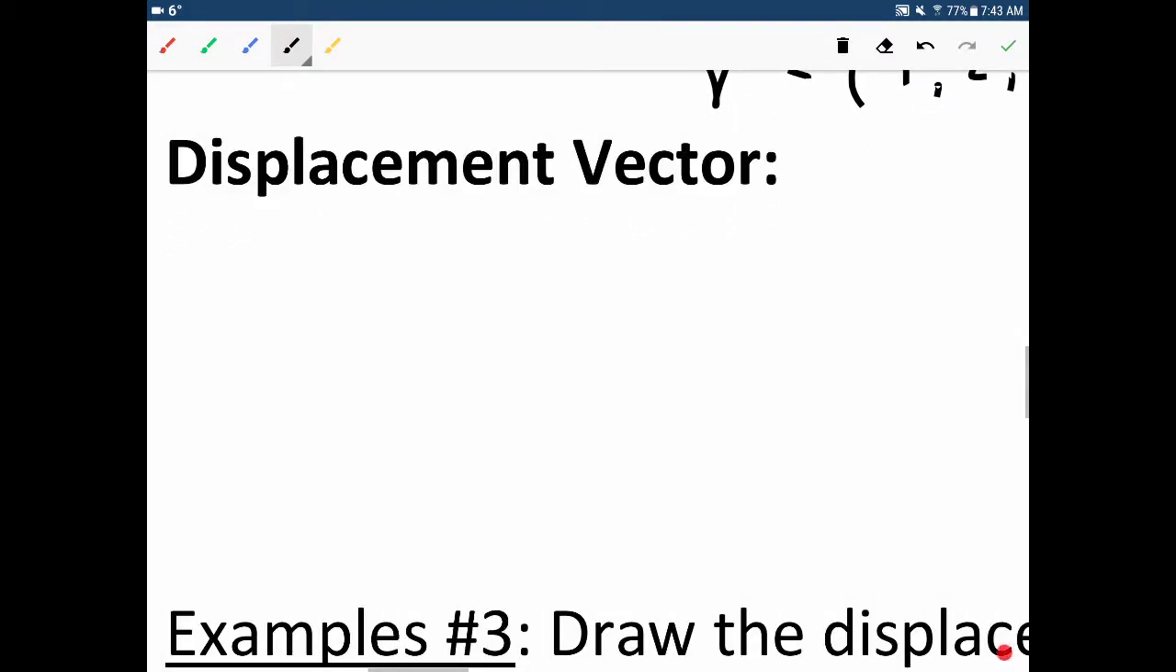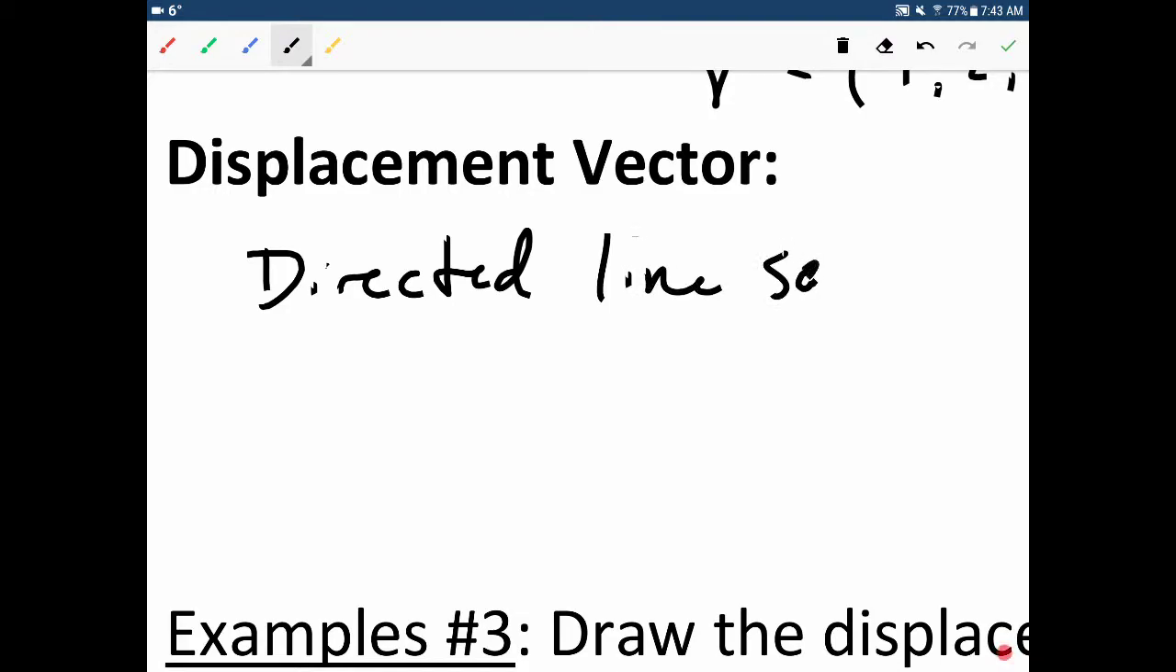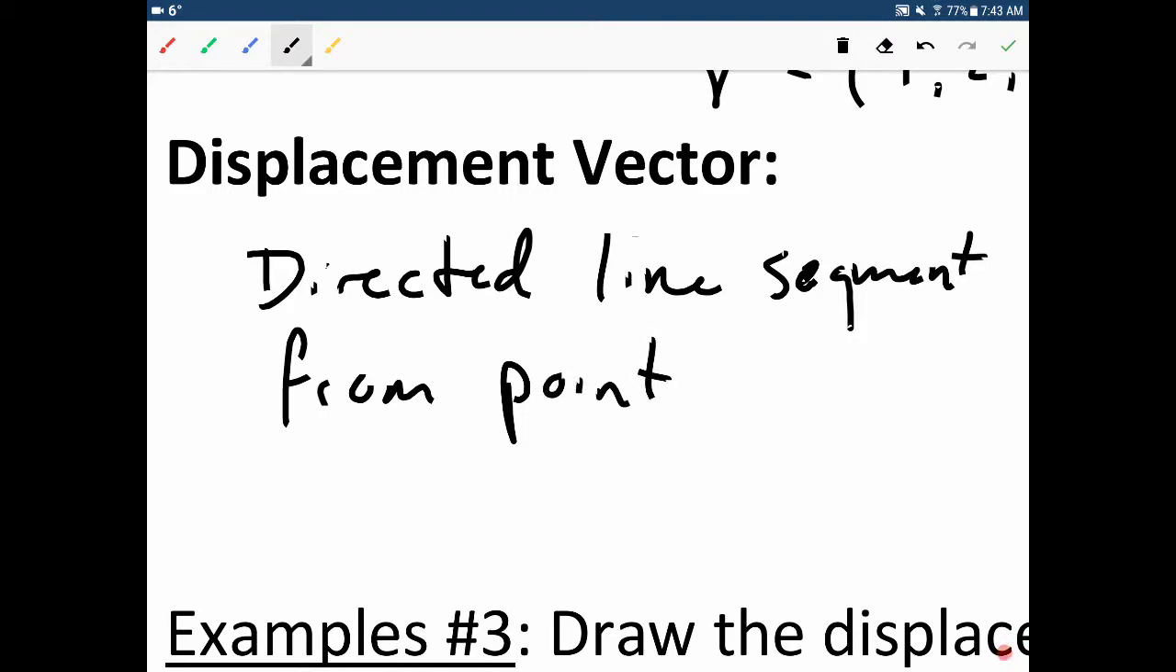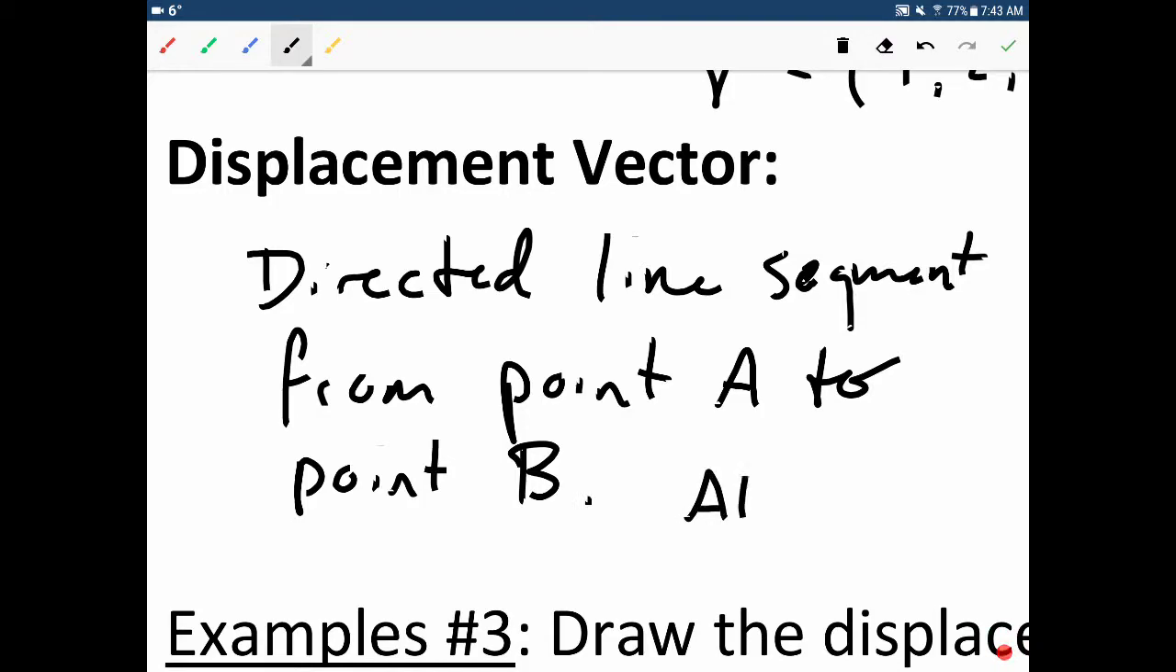Okay, so we got a displacement vector. This is the directed line segment from point A to point B. And this one we would also write as AB, like that. So it's just telling you it goes from point A to point B.